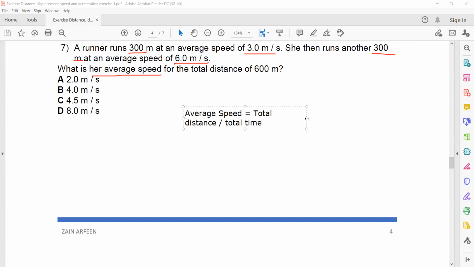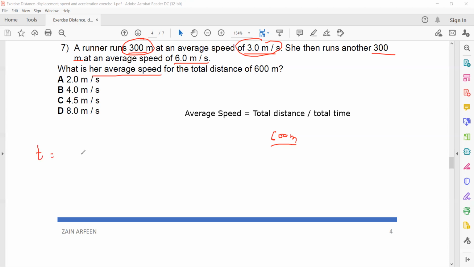So the total distance covered by the athlete is 600 meters. What about the total time? First we'll find the time to run the first 300 meters. We know time is equal to distance divided by speed. So to run the first 300 meters with a speed of 3, it will be 300 divided by 3, so it will take 100 seconds.